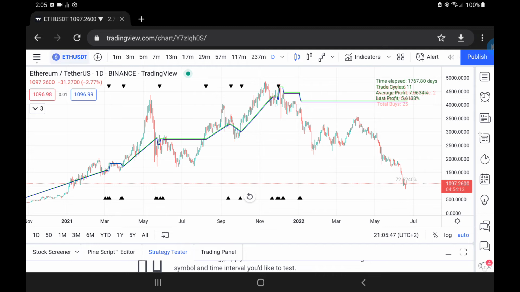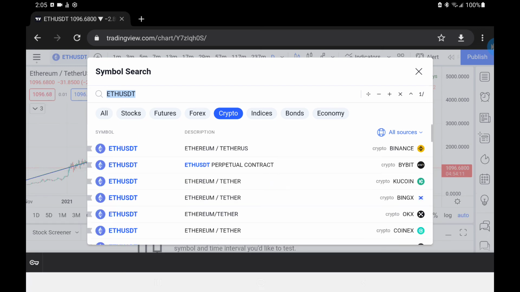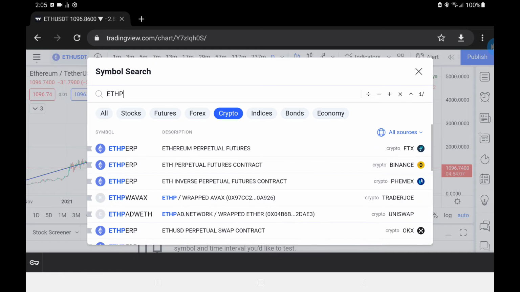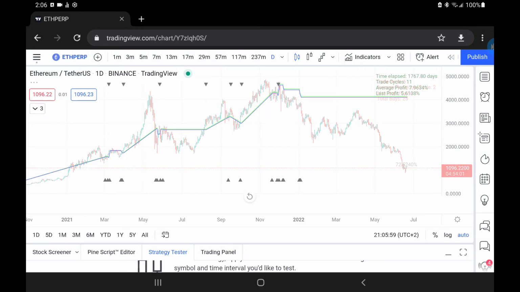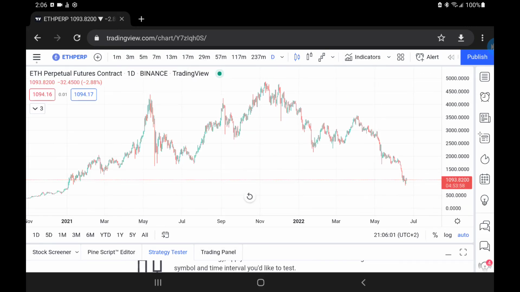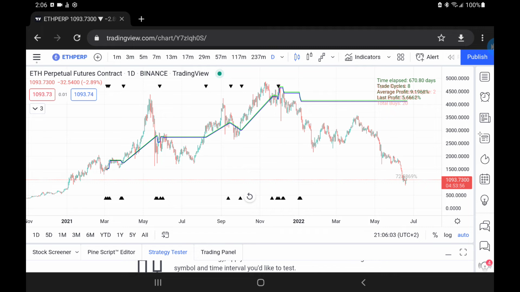So let's demonstrate this. Let's go to Ether. Let's go to the futures version of Ethereum. The speculation version of Ethereum. Now here, the market doesn't look different because we're looking at the past. And that's the point. This is the past.